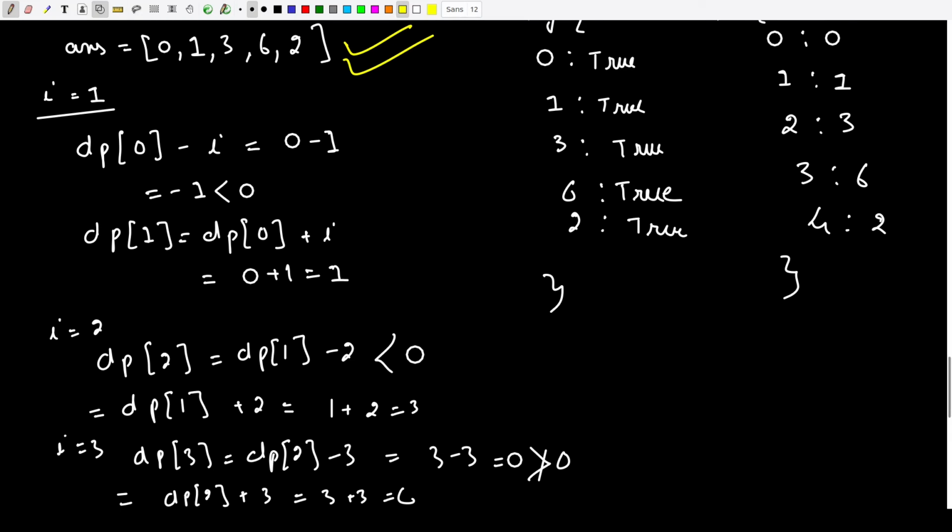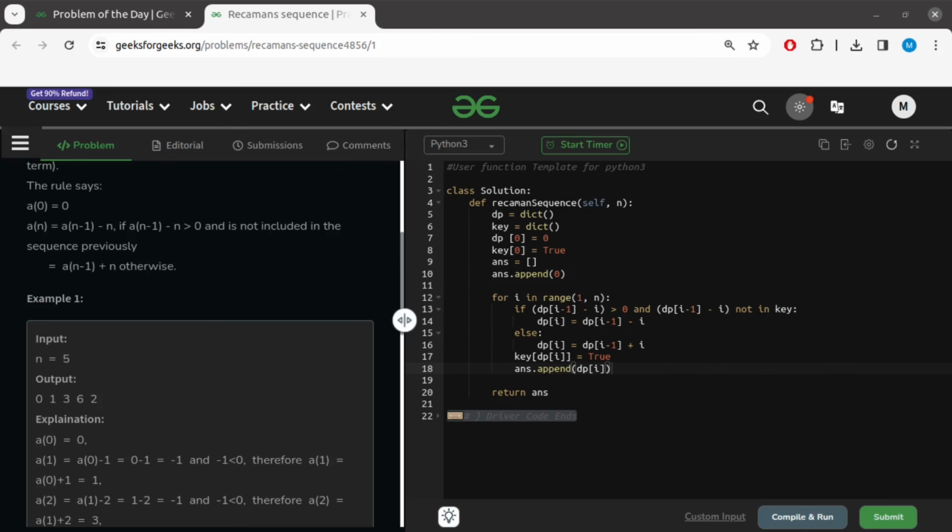Now let us look at the code for it. The code looks something like this. We started with dp and key. The first element is 0, and since the first element exists, key of 0 equals true, and in answer we appended the first element. Then we iterated on the rest of the elements. If this condition is satisfied, then the ith term will be evaluated like this, otherwise it will be evaluated like this. Once that is done, we are appending the ith element to the answer list, and we are marking that dp of i now exists in the list, so key of dp of i equals true. And towards the end we are returning answer.